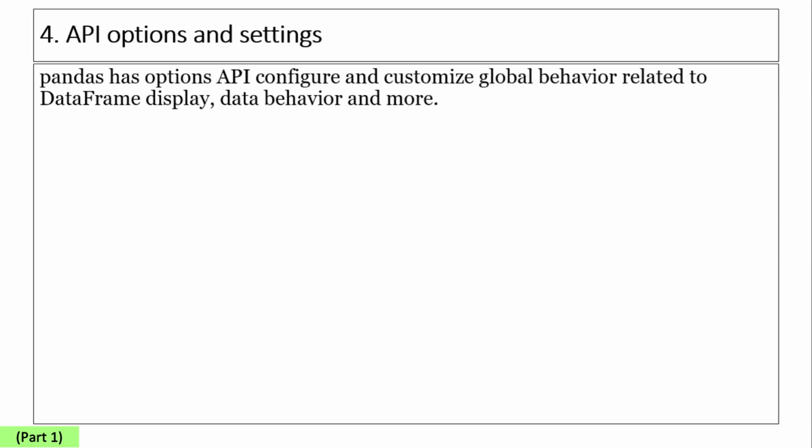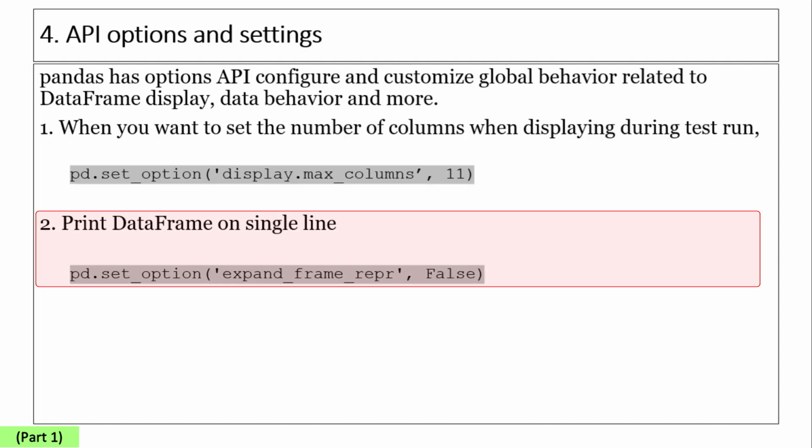Pandas has API options to configure and customize global behavior related to data frame display, data behavior, and more. The API options and settings used for this program are: set expand_frame_repr to print the data frame on a single line. This setting is used when you do a test run of the Python program without Excel.